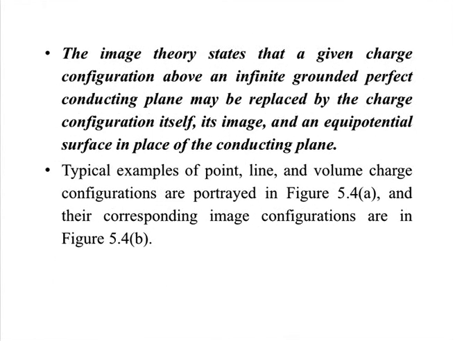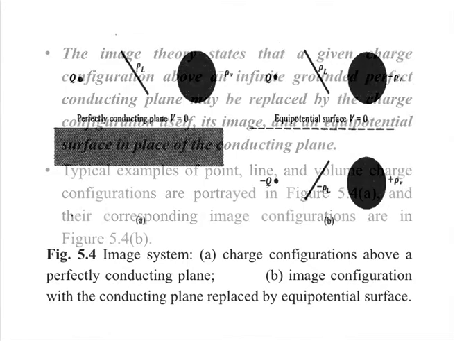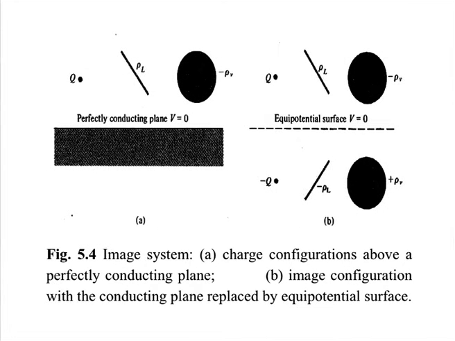The image theory states that a given charge configuration above an infinite grounded perfect conducting plane may be replaced by the charge configuration itself, its image, and an equipotential surface in place of the conducting plane. We can see typical examples of point, line and volume charge configurations and their images in figure 5.4.